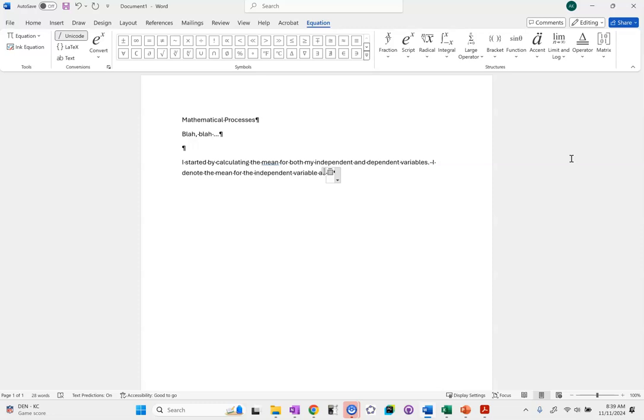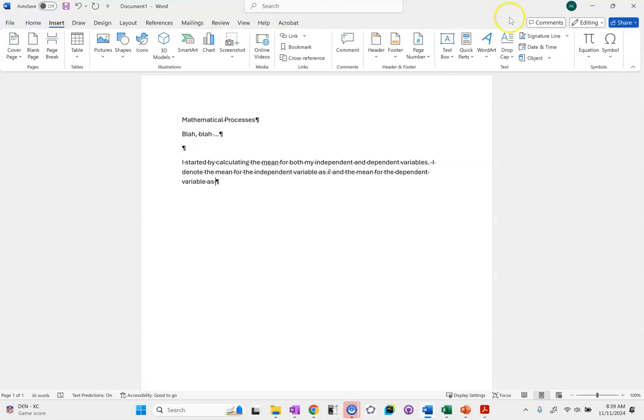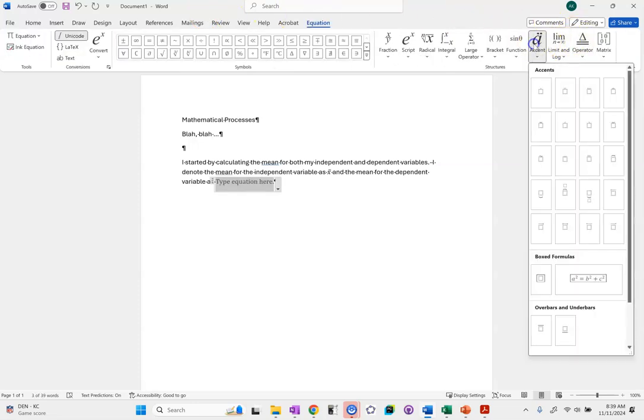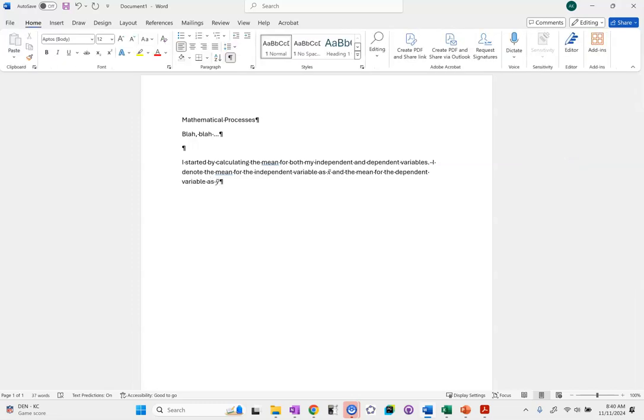And then using my keyboard, I'm going to move my cursor so that the little gray box with the bar above it is highlighted, and just type an X. And then press the right arrow until I've exited that equation editor. And I'll say and the mean for the dependent variable as y bar. So I'll do the same thing. I'll do insert, equation, accent, and then the bar option, and then type in the y bar.